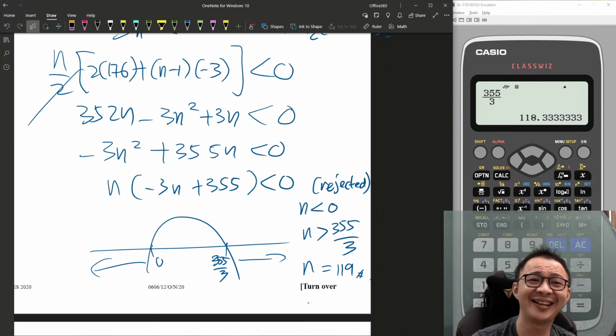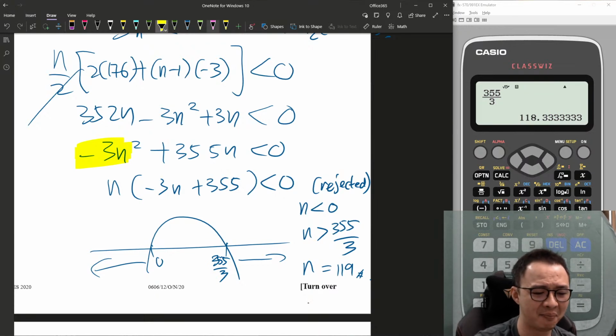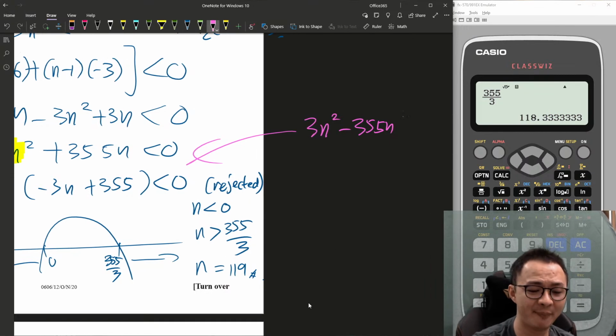Why does my quadratic graph suddenly become n shape, not u as usual? Because right now, I have negative 3n squared. The negative 3 decides my inequality graph will be u or n, isn't it? Because this is quadratic, and this is negative 3, negative is n shape. You might say, sir, what if I multiply negative for it to make it positive? You can do that. 3n squared minus 355n. When you multiply a negative value, less than becomes bigger than 0, right? Then I will get u shape.